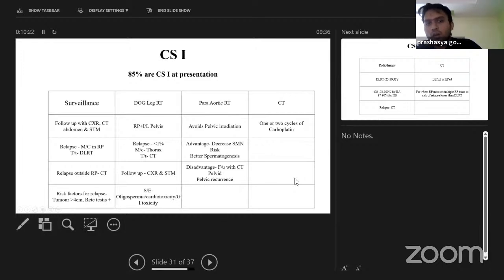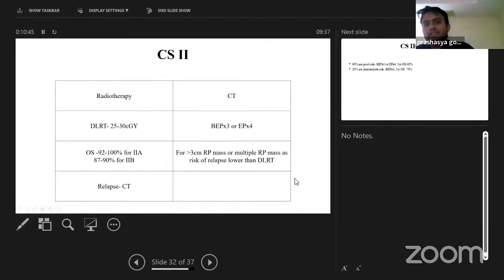Overall, in conclusion, all patients that can be followed up, and are less likely to be lost to follow-up, should be followed on a surveillance basis. However, patients who are likely to be lost to follow-up should either undergo radiotherapy or should undergo 1 or 2 cycles of chemotherapy.